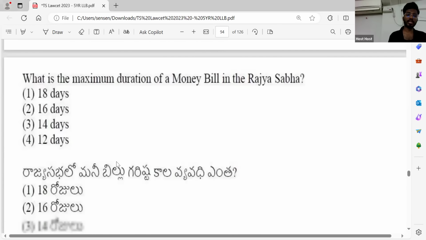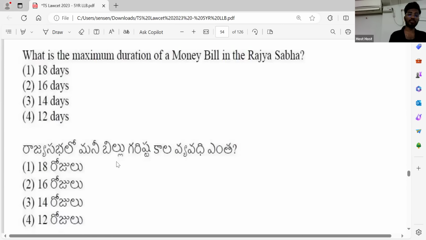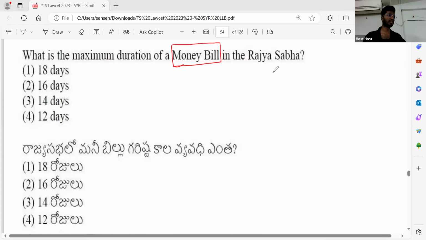Next, 92. What is the maximum duration of a money bill in the Rajya Sabha? So money bill under Article 110 can be introduced only in Lok Sabha. Any matter related to money, you have to place it in Parliament only in Lok Sabha. That too with the prior recommendation of the President, and the Speaker will decide whether it is a money bill or not. Speaker of Lok Sabha will tell you. Only Lok Sabha can vote on a money bill.